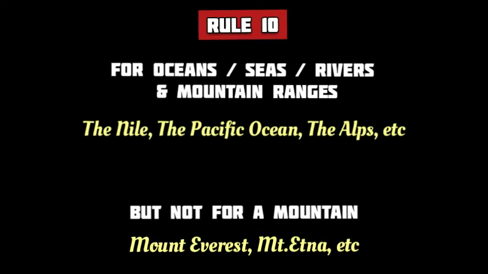The definite article the is also used before the names of oceans, seas, rivers, mountain ranges, and so on. For example, the Nile, the Pacific Ocean, the Bay of Bengal, the Alps, etc. However, remember, the is not used before the name of a single mountain. For example, Mount Everest, Mount Etna, etc.